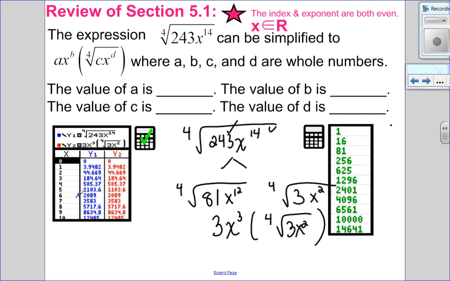So all I have to do is correctly match up all my parameters. A is the number in front of x on the outside, so that would be 3. B is the exponent of the x on the outside, so that would be 3. C is the number on the inside of the root. Wow, we have a lot of 3s going on here. And that's 3. And then D is the exponent of x on the inside of the root, which is right here, and it's 2. So the correct answer for this would be 3, 3, 3, 2.